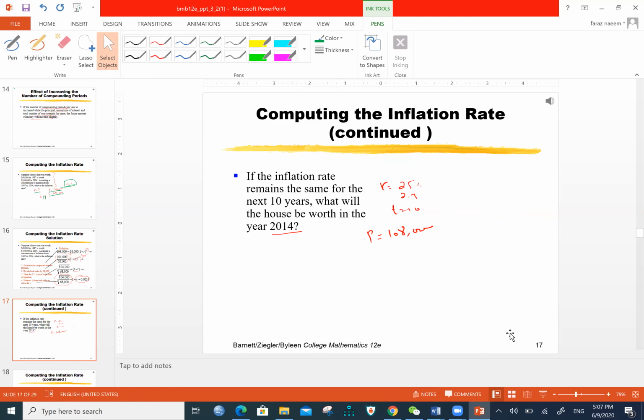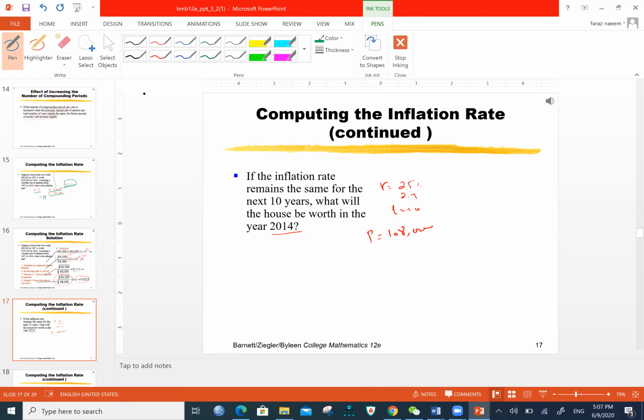How do you know which formula to use? Like A equals P times 1 plus RT, or A equals P times 1 plus R over N. Oh, this is wrong.